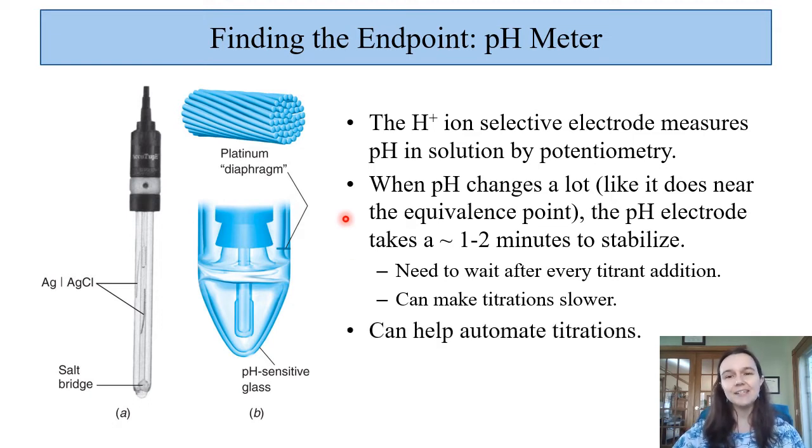However, because this is a type of electronic reading, we do get a voltage out of the pH meter. This makes us able to automate titrations, and there are devices called auto titrators that will titrate for you, which are used quite a lot in industrial labs.